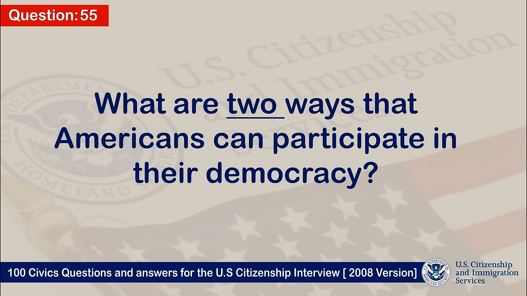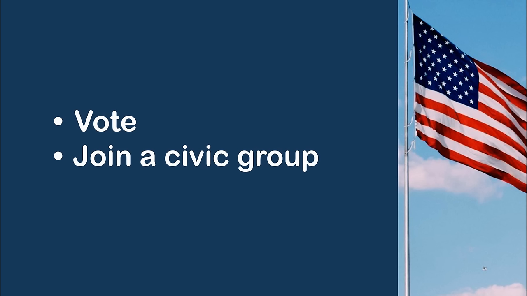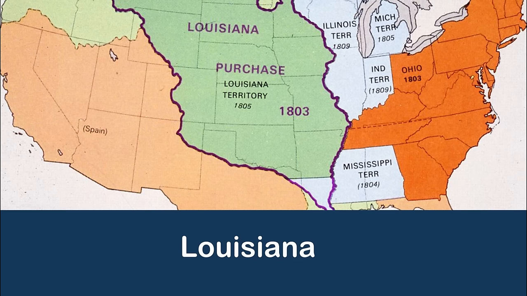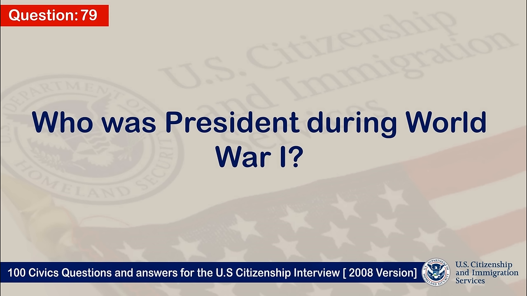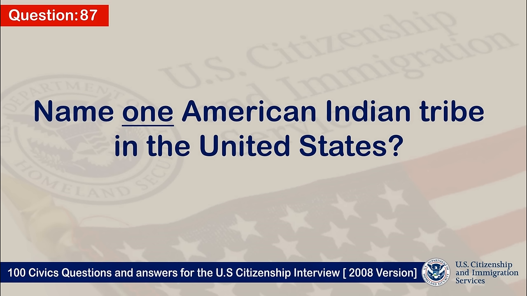What are two ways that Americans can participate in their democracy? Vote. Join a civic group. What territory did the United States buy from France in 1803? Louisiana. Who was president during World War I? Woodrow Wilson. Name one American Indian tribe in the United States. Crow.